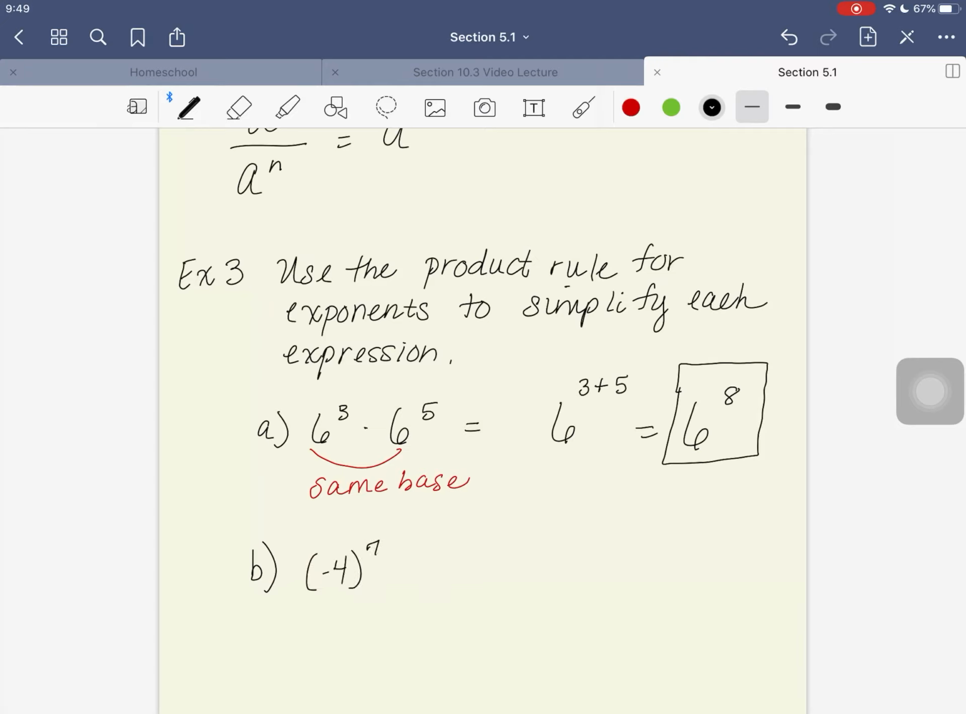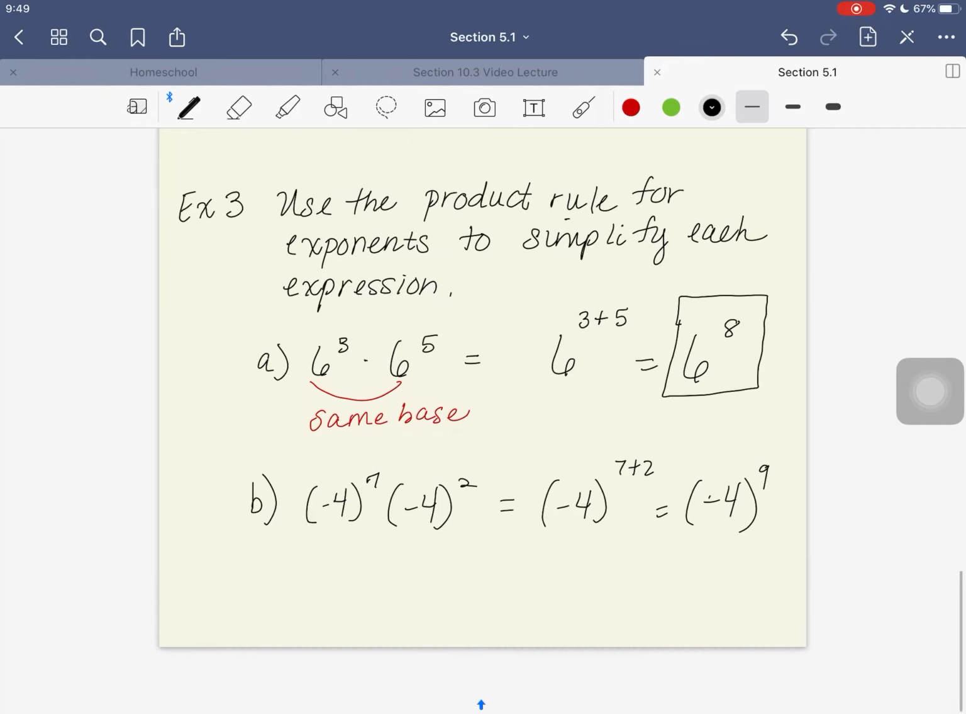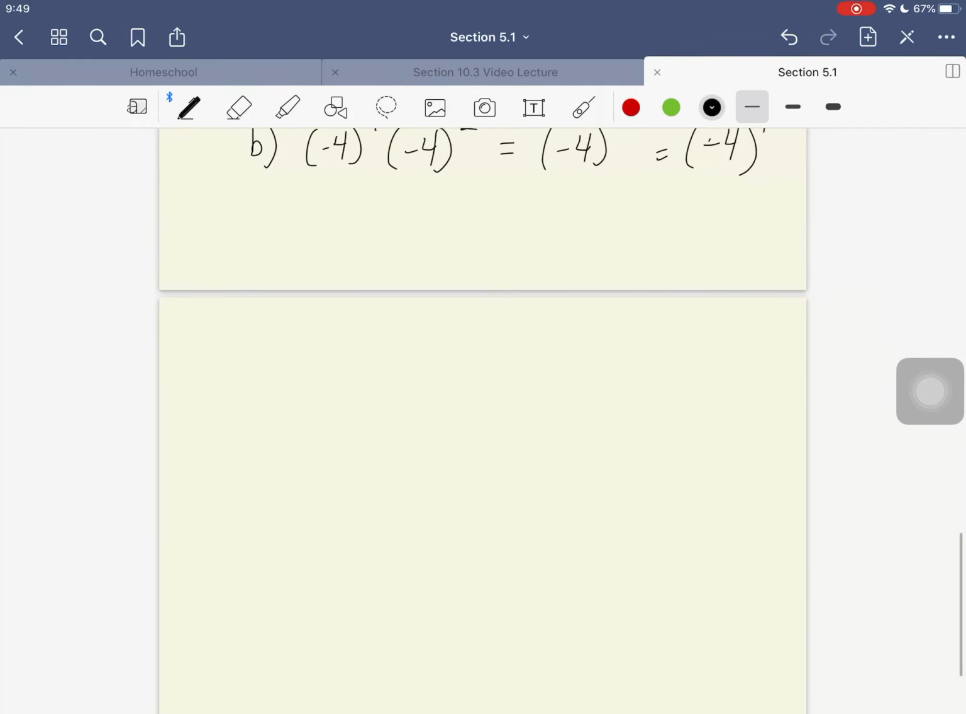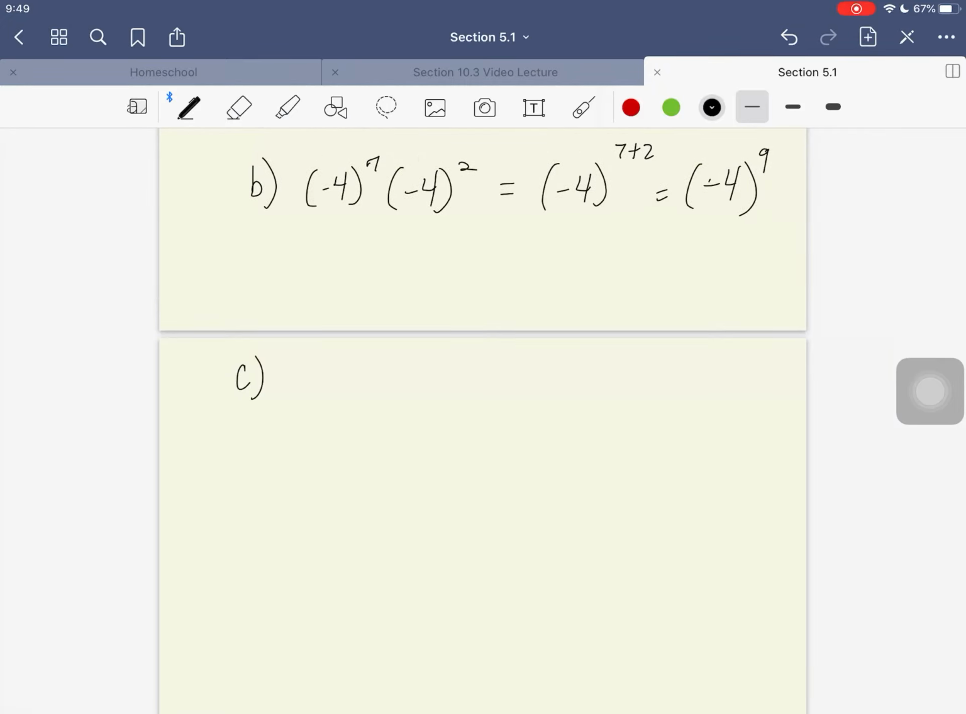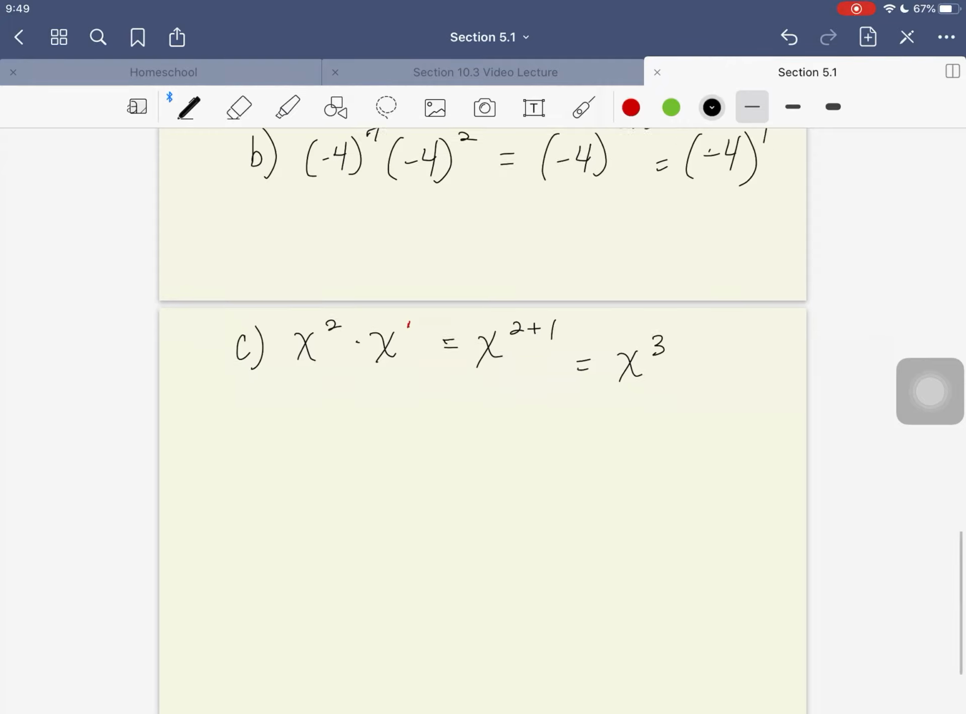All right, negative 4 to the 7th times negative 4 to the 2nd. Of course, you keep that base the same and you add those exponents. So that would be negative 4 to the 9th. All right, x to the 2nd times x. This x does not have an exponent, but it's an assumed 1. So that is the same as x to the 1st power. So that would be x to the 2 plus 1, which is x to the 3rd power.